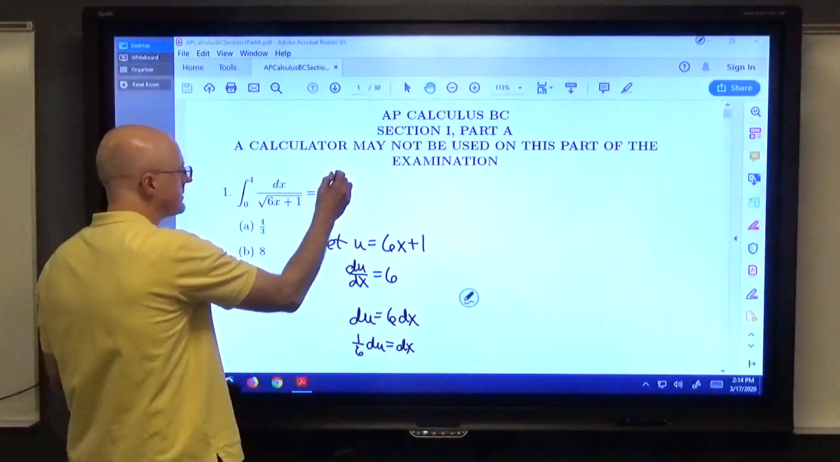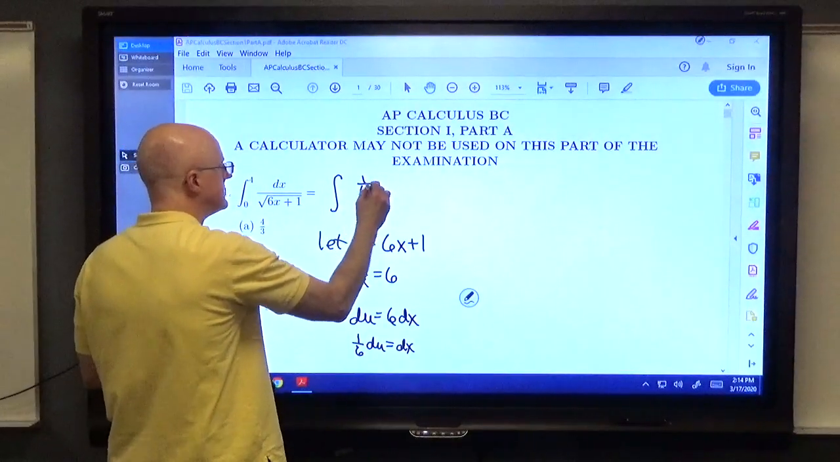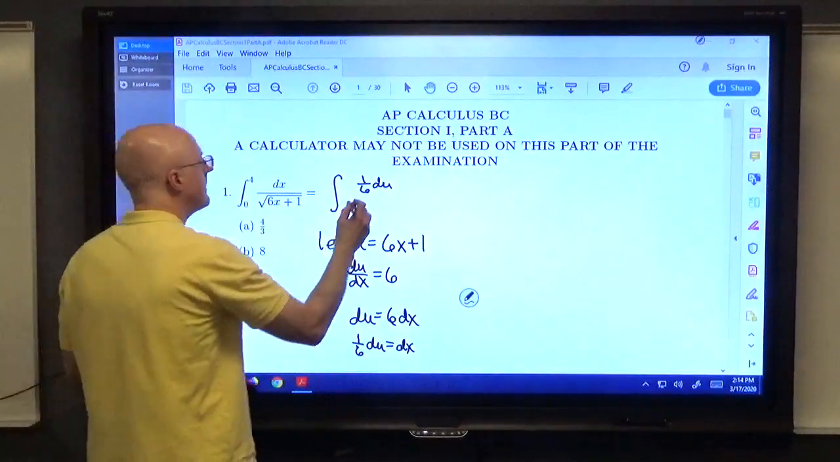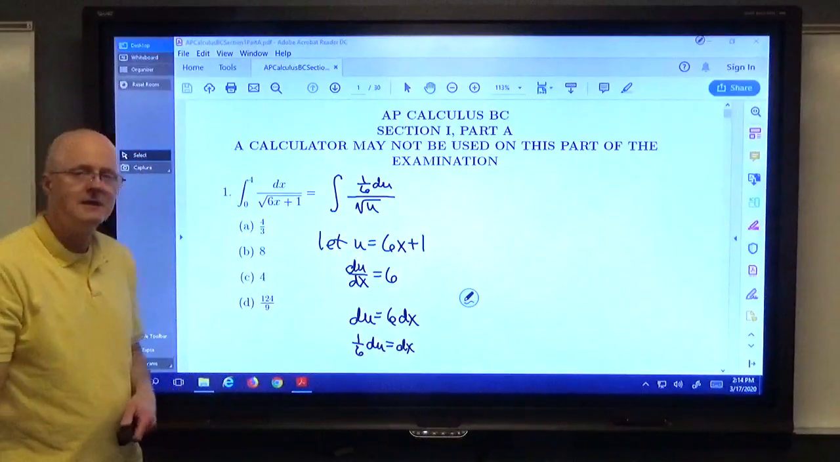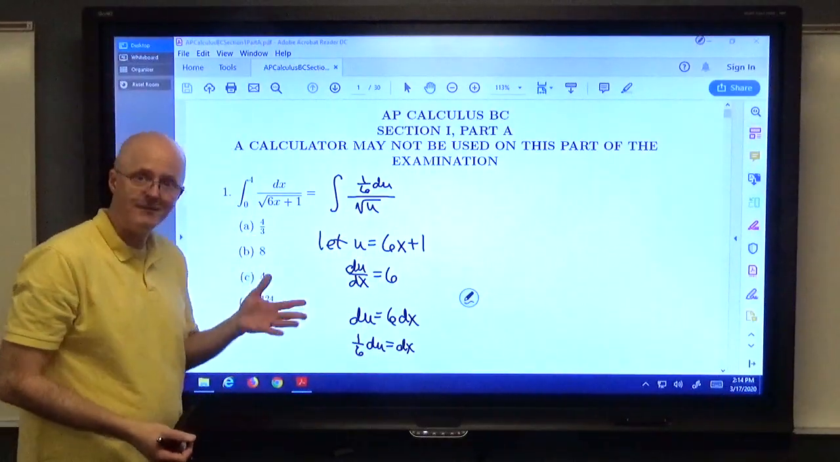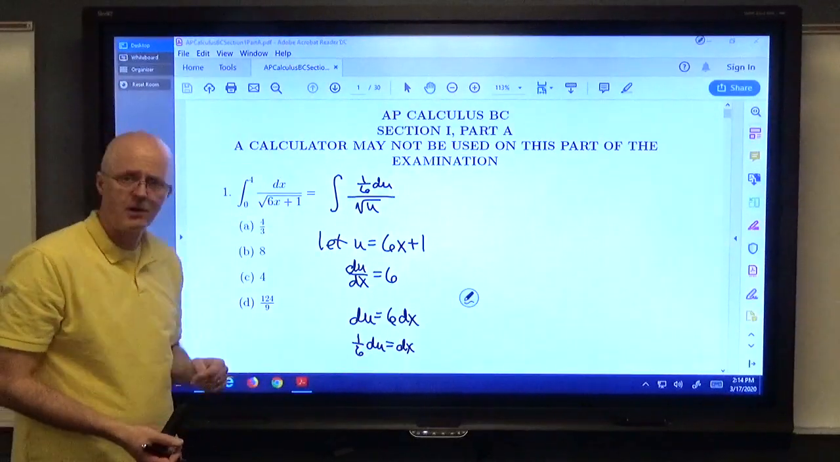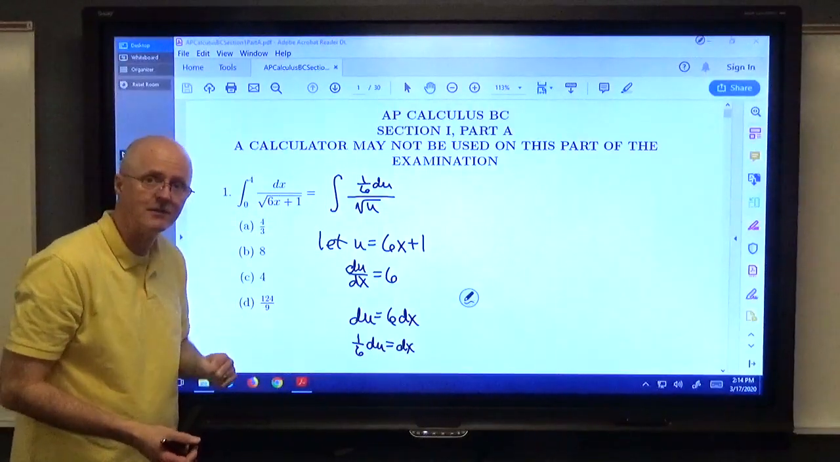So now go ahead and make your substitutions. dx gets replaced by 1/6 du. That 1/6 also can be brought in front of the integral sign. And you've got a square root of u in the bottom. All right? Now, this is a definite integral problem. The answer is going to be a number, as you can see. And if this is going to be a true equality here, I am not done. I need to have limits of integration here.